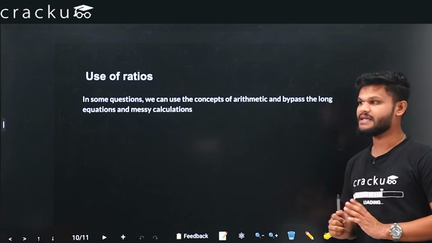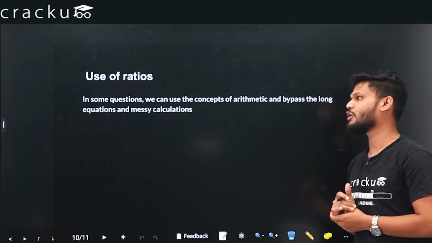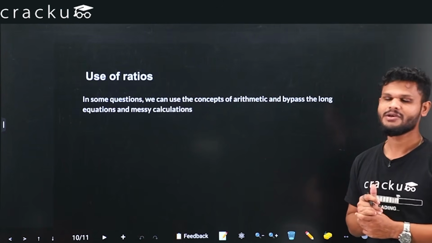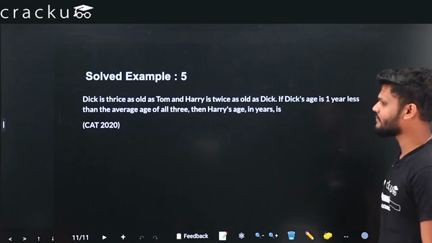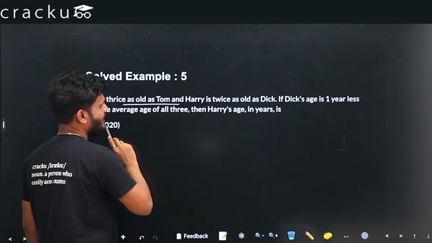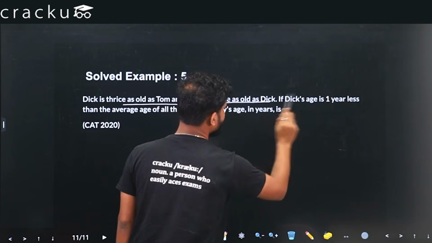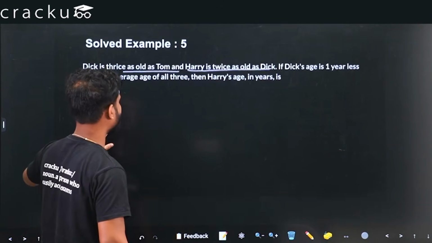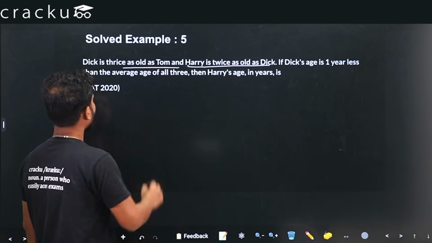So here what is there? In some questions we can use the concept of arithmetic and bypass the long equations and messy calculation. So ratios will always come to our rescue. Let us see how. It is given that Dick is thrice as old as Tom and Harry is twice as old as Dick. If Dick's age is 1 year less than the average age of all three, then Harry's age in years is what?